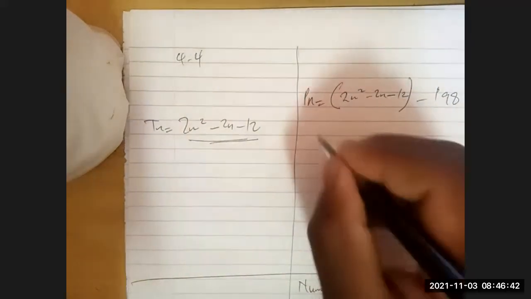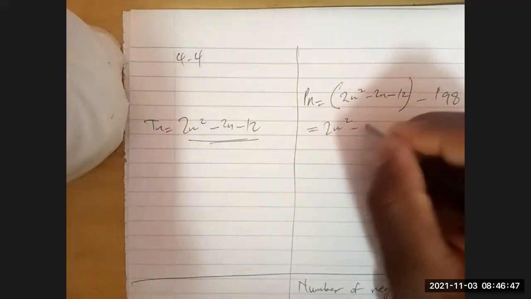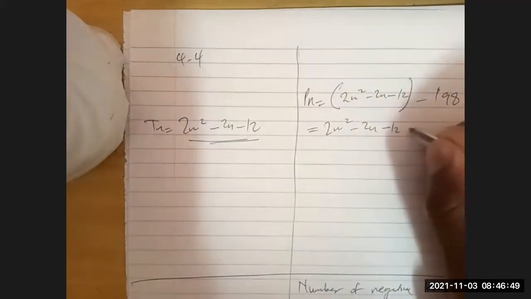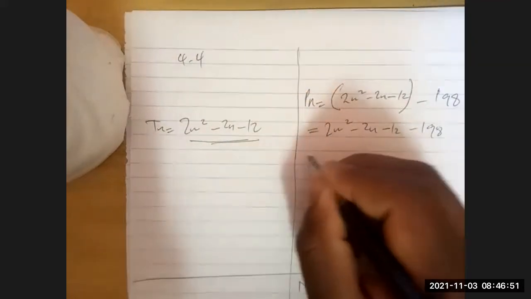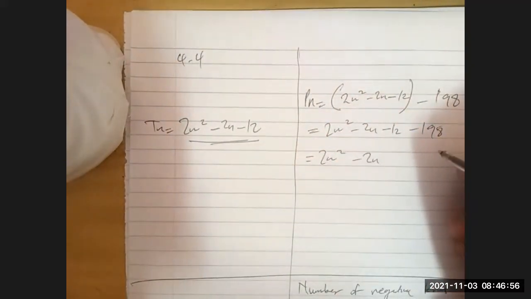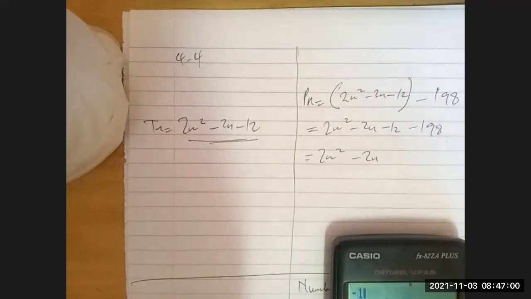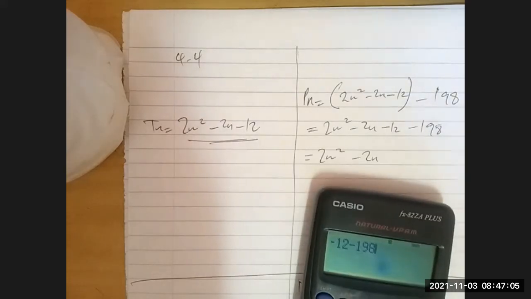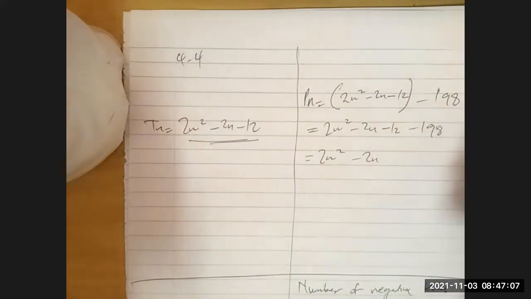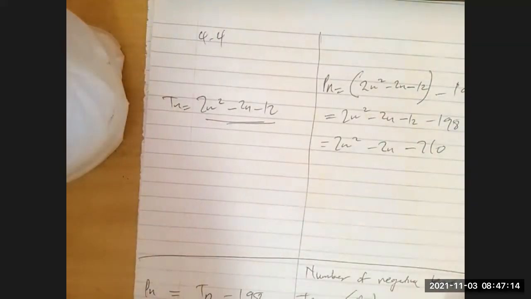So now, what is it that we're going to have? We're going to have 2n squared, removing the bracket, minus 2n minus 12 minus 198. And this is equal to 2n squared minus 2n, negative 12 minus 198. This is negative 210. You have your calculator with you, so you just solve this with the calculator. Negative 210, right? So we now have Pn.